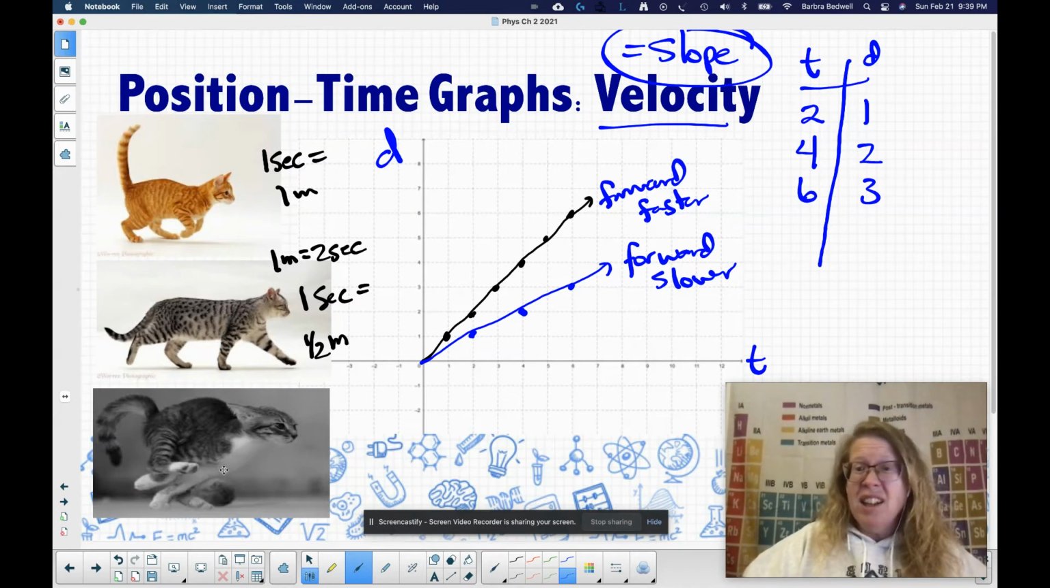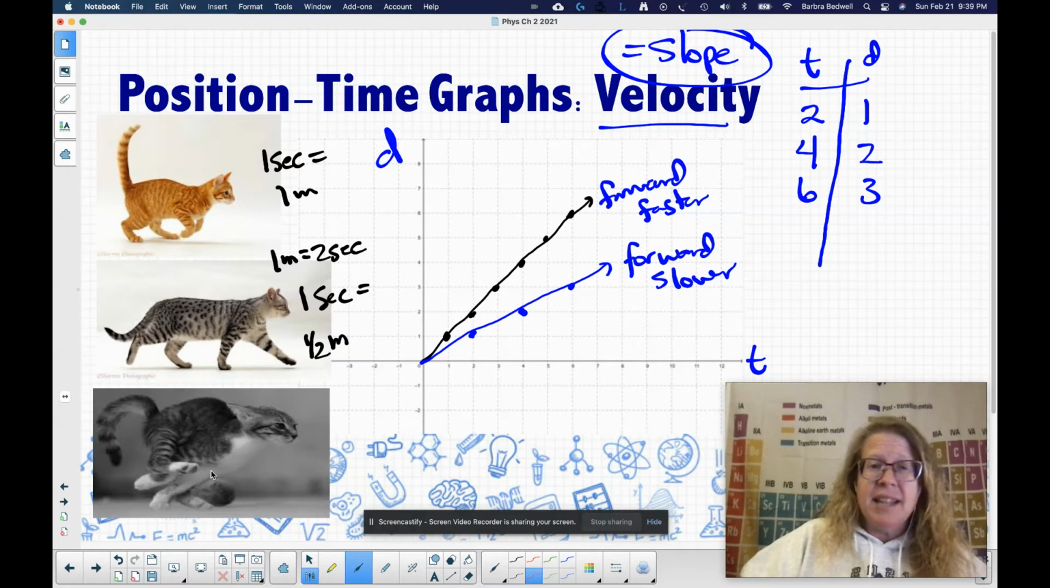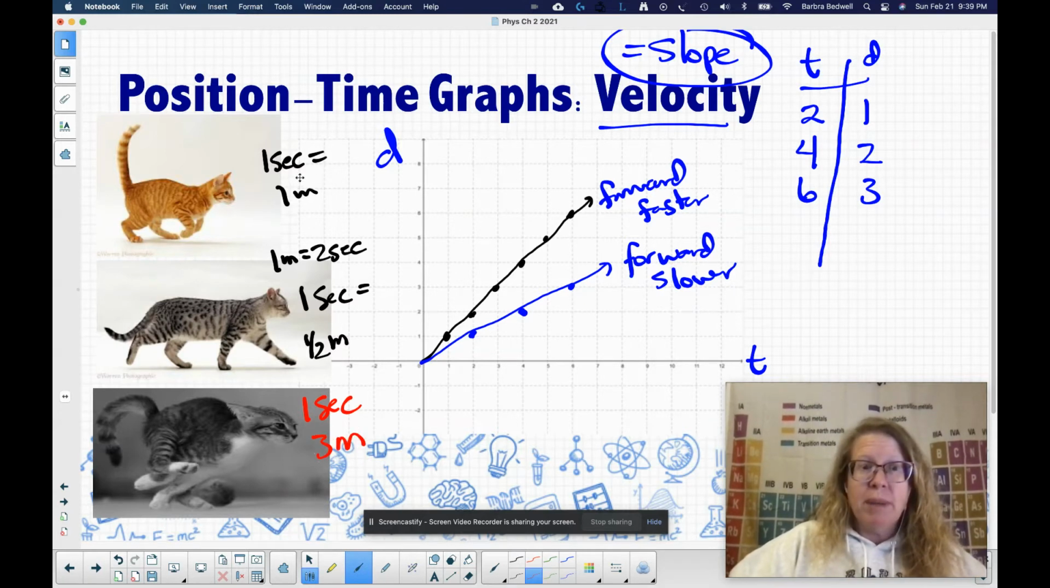This cat's hauling some serious butt, right? I don't know if you've ever seen a cat just go like nuts like that. So let's say that this cat is going super fast. This cat now, in 1 second, let's say it's going 3 meters, instead of 1 second is 1 meter, or 1 second's half a meter. This cat's hauling, 1 second's 3 meters, 3 times as fast as the first cat.